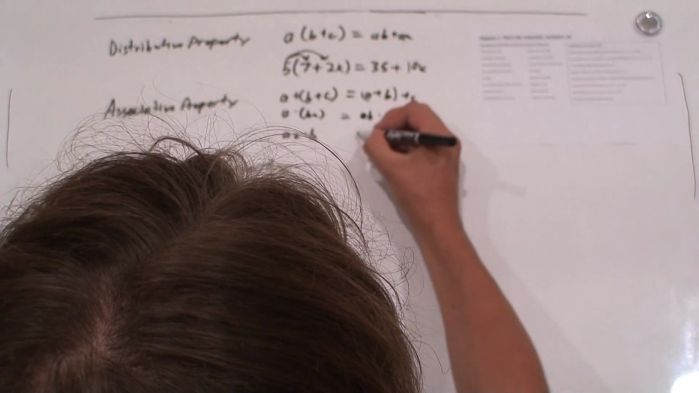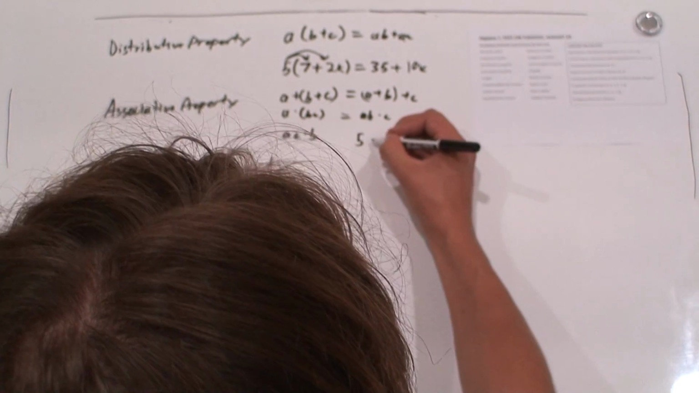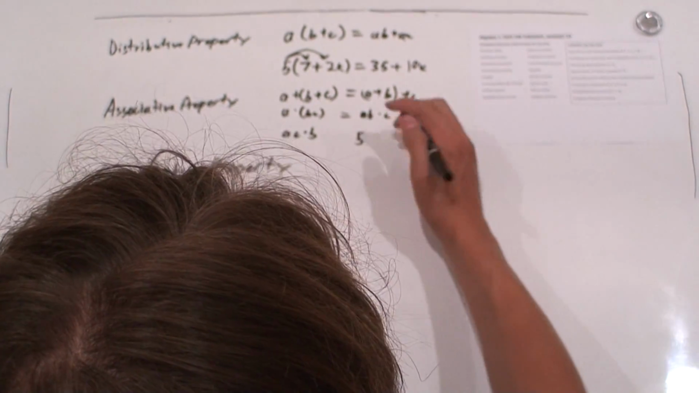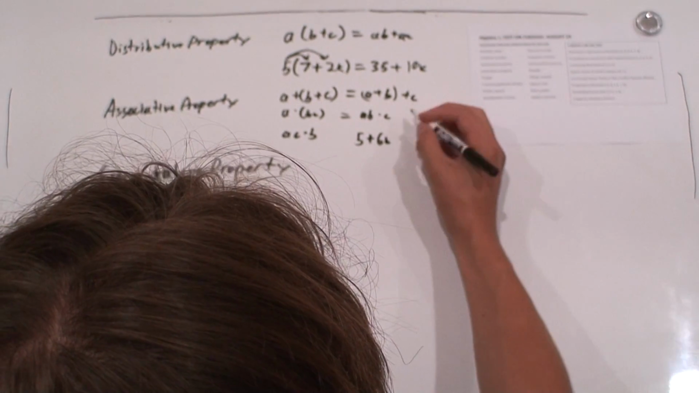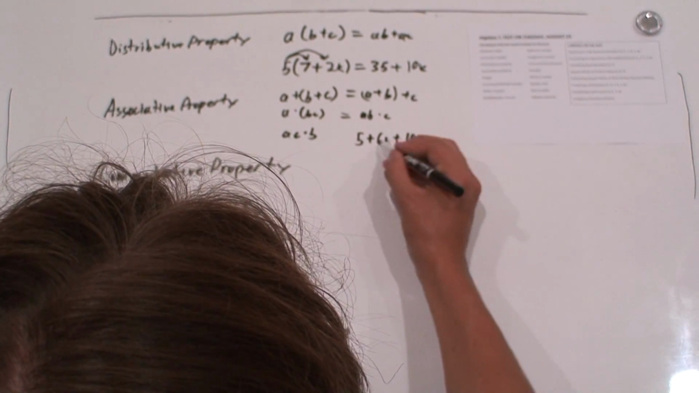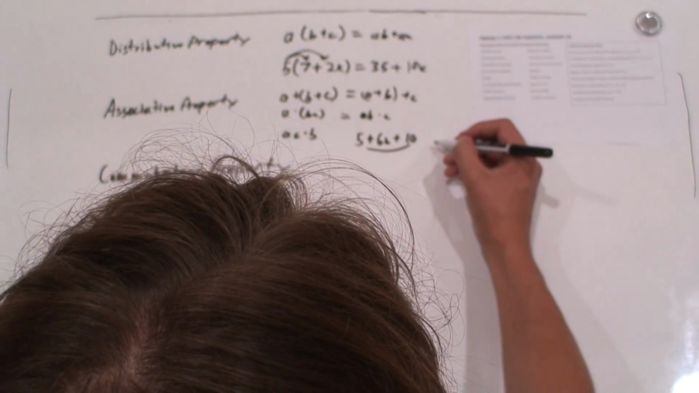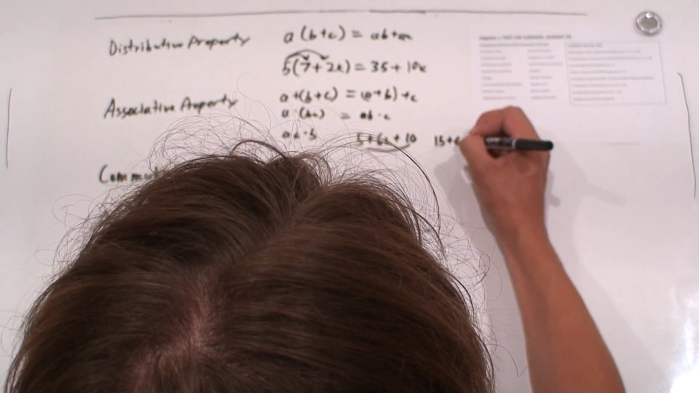A way that this is helpful is if you have 5 plus 6k plus 10, we can add these together without breaking that rule. It's the same thing as 15 plus 6k.